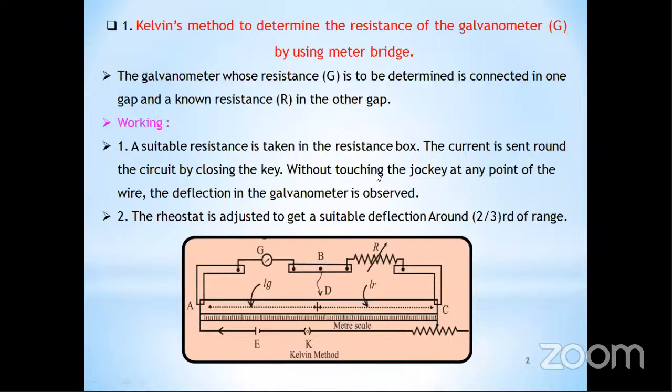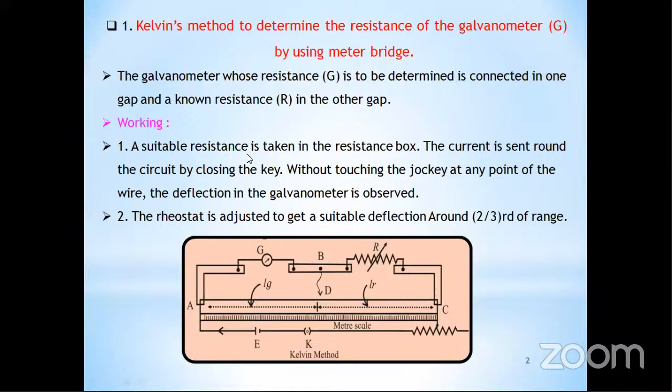Hello students, today we are going to see once again what the Kelvin method is in current electricity. The Kelvin method is used to determine the resistance of a galvanometer by using a meter bridge. In the last lecture we studied how to obtain the value of an unknown resistance with the help of the Western meter bridge. Today we are going to see what this Kelvin method is.